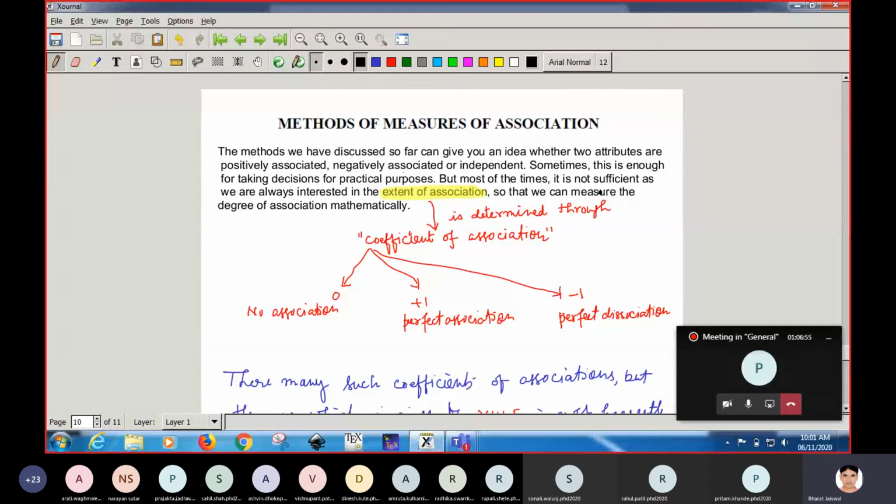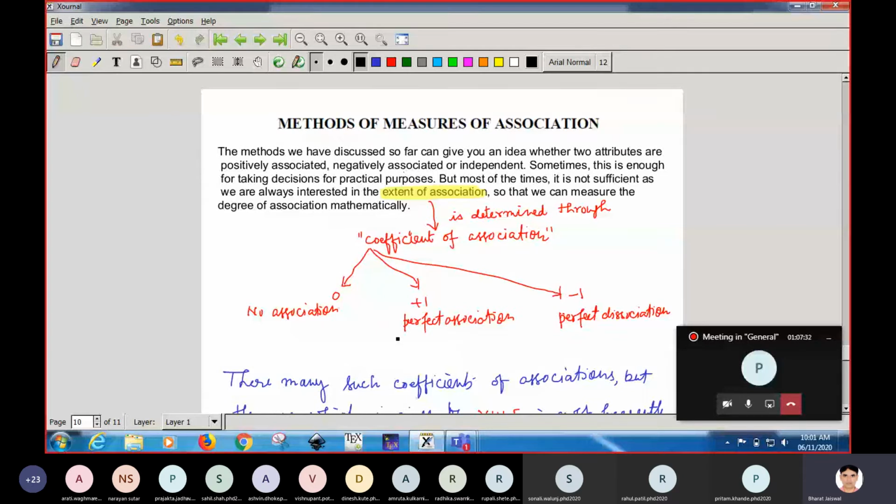Now sometimes it is not enough to take a decision for practical purposes. It is often not sufficient to say that there is positive correlation or association. We need something more. We are always interested in the extent of association, to what extent they are associated, not only positively but to what extent positively they are correlated. Sometimes we need to find out such measurements also.